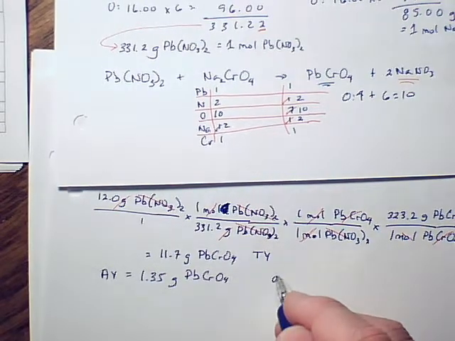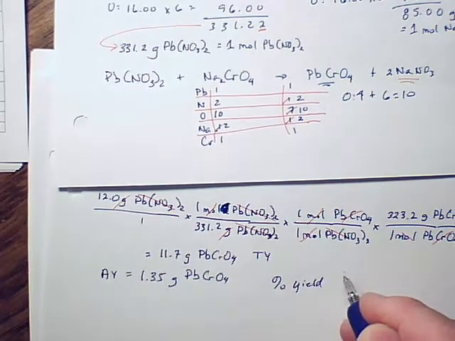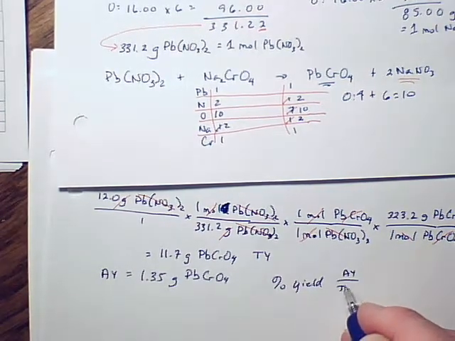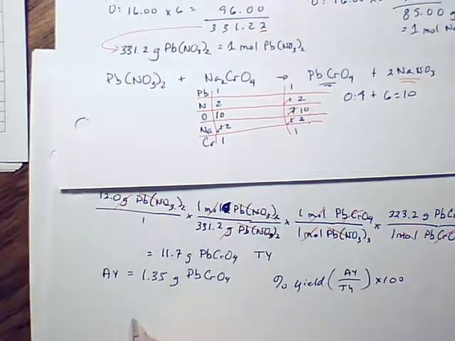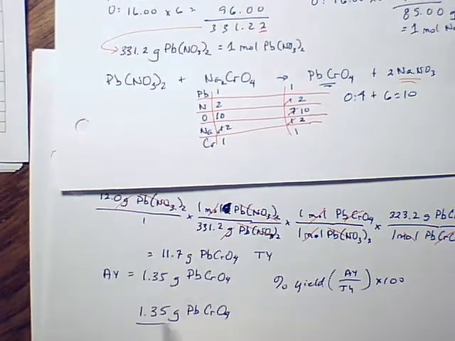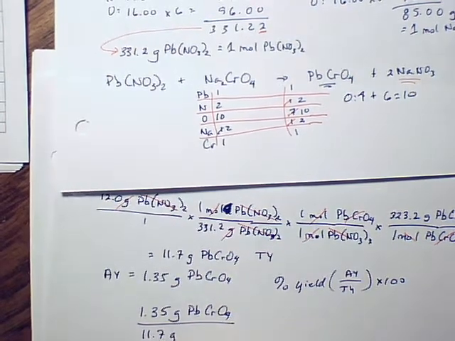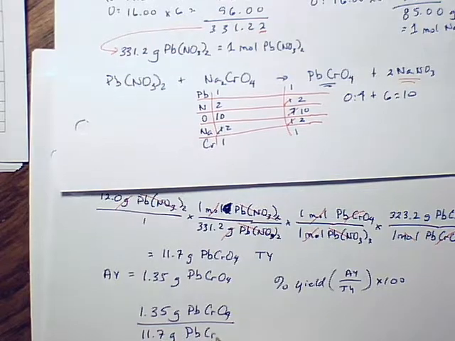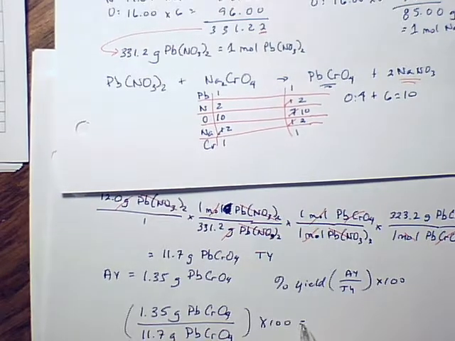That's the actual yield. A percent yield is actual yield on top of theoretical yield times 100. So we're going to take that actual yield, 1.35 grams of lead chromate. We're going to put it over 11.7 grams of lead chromate, the theoretical yield. We're going to multiply the whole thing times 100.